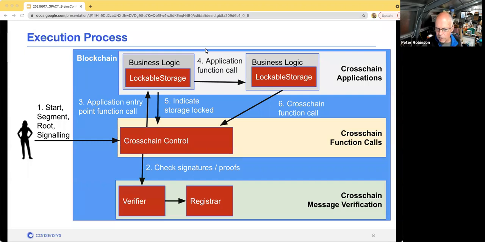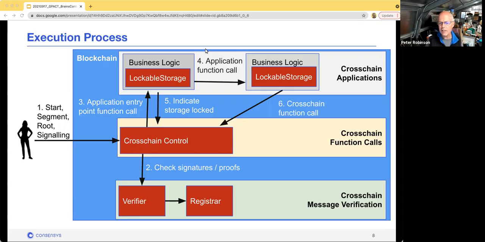So I've said that we had this start, segment, root and signaling transactions, and they call functions of the same names on the cross-chain control contract. And this is the contract which controls the overall flow and execution.